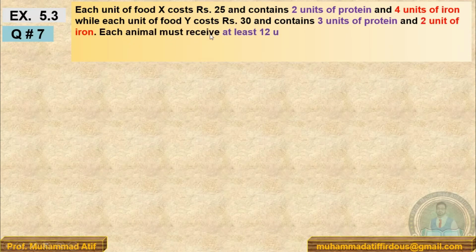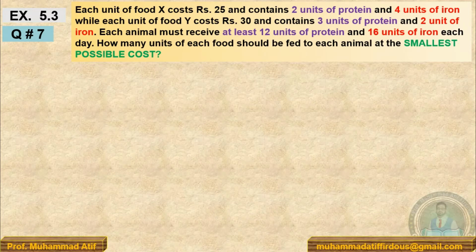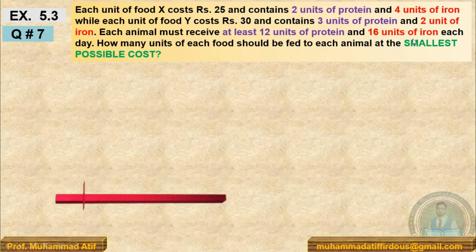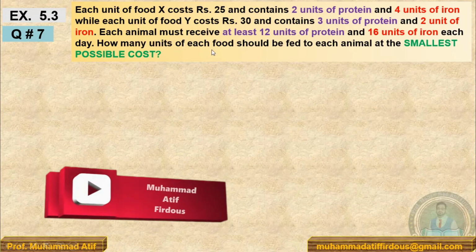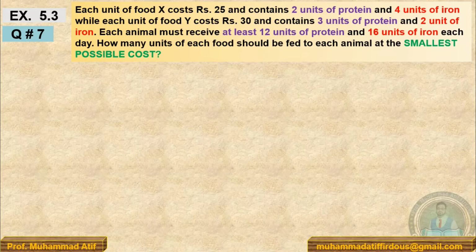Each animal must receive at least 12 units of protein. So we have a restriction that we have at least 12 units, meaning a minimum of 12 units. You can take 13, 14, and so on according to our requirement. So at least 12 units of protein and 16 units of iron. And you have to find how many units of each food should be fed to each animal at the smallest possible cost. Meaning your main objective is to minimize the given objective function.